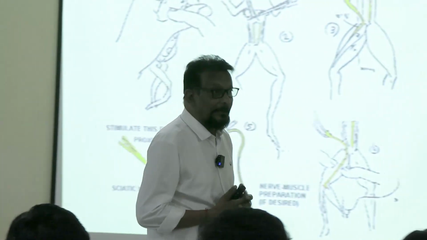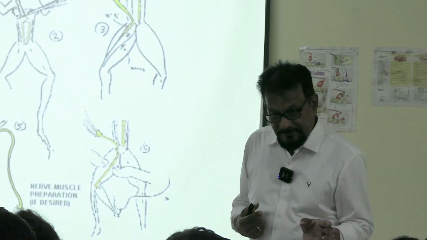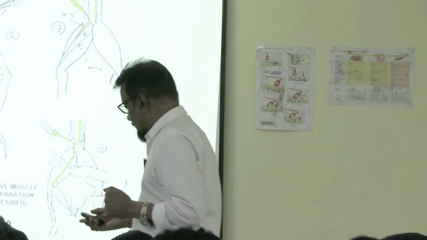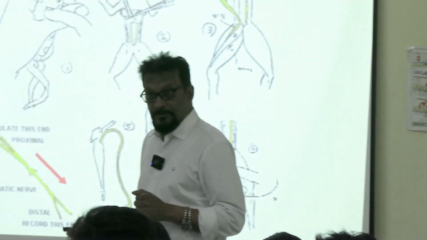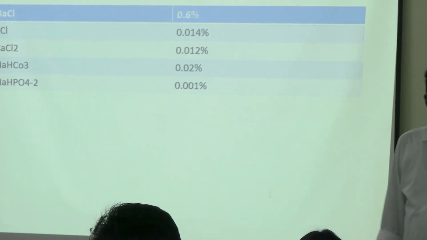We can keep them in an isotonic solution. For amphibia, we can prepare an isotonic solution that is called Ringer solution. What is this? Ringer solution. Now, we have to make this Ringer solution. How can you make it? This way you can make the Ringer solution.